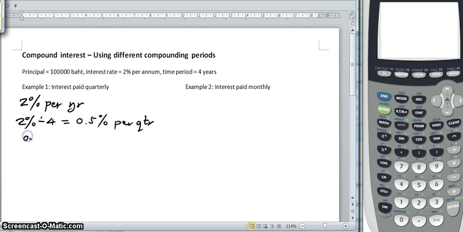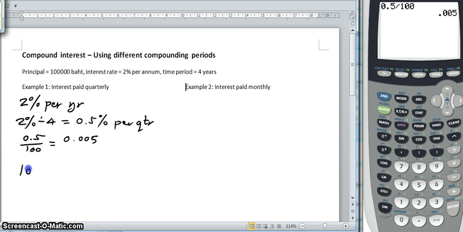Well, 0.5% is 0.5 over 100. And if you're not sure about that, you have got your calculator. So we can do 0.5 divided by 100, which we should know anyway, is 0.005. Okay, so 0.005 is our 0.5%.